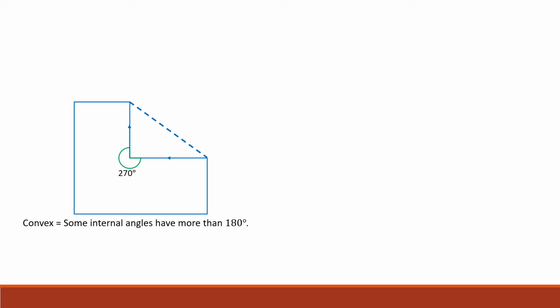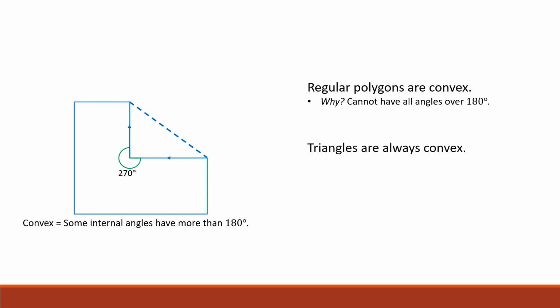Now this has crucial consequences. One of them is that regular polygons are never concave, they're always convex. Why is that? Well, you cannot have all angles over 180 degrees. It also tells us that all triangles are convex, and it's simply because the sum of angles must be 180 degrees. You can draw as many triangles as you want and convince yourself that that must be the case.